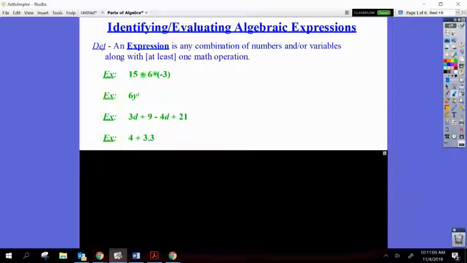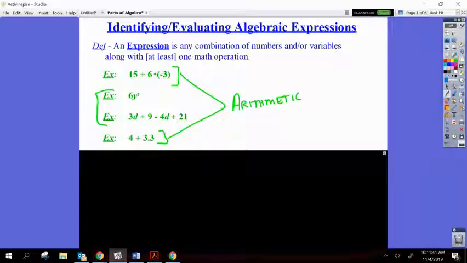Again, this has addition and multiplication. This has multiplication, squaring, multiplication, addition, subtraction, multiplication, addition. You can see in this one it has addition, but they all have some sort of math operation. Two of these contain variables. These two examples contain variables. These two examples do not contain variables. They're still expressions, but if they don't contain a variable and they're just numbers, this is called an arithmetic, or more commonly called for you guys, numerical expression, because it's only numbers.